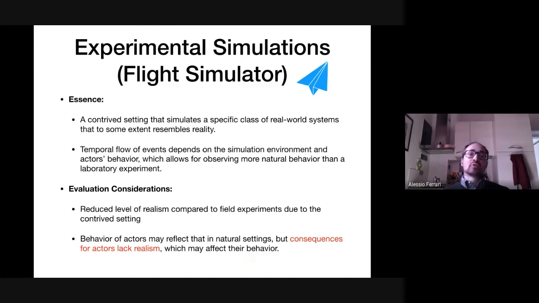Of course, it allows to observe a more natural behavior than lab experiments, okay? And the measures are more precise than field experiments, but less precise than actual experiments, okay? And it is important to consider that the behavior of the actors may reflect the relationship that they have in natural settings, but consequences for actors may lack realism, and this may affect their behavior.